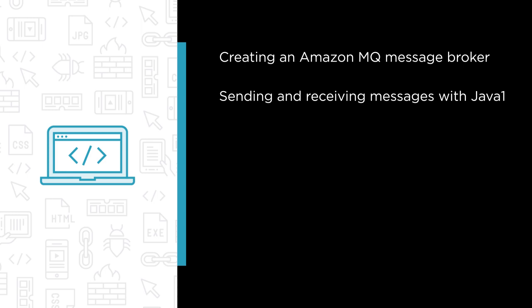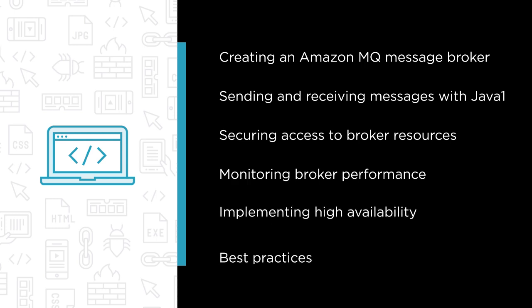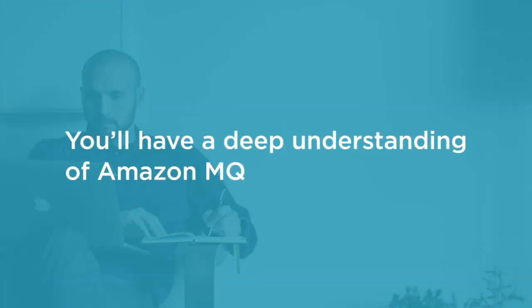Some of the major topics that we will cover include creating an Amazon MQ message broker, creating a Java application that sends and receives messages using that broker, securing access to broker resources using authorization maps, monitoring broker performance with CloudWatch, implementing high availability, and best practices for using Amazon MQ. By the end of the course, you will have a deep understanding of Amazon MQ, including the benefits that it provides. You will fully understand how to work with Amazon MQ from the AWS console and the ActiveMQ UI. And you will be able to interact with Amazon MQ from Java applications.